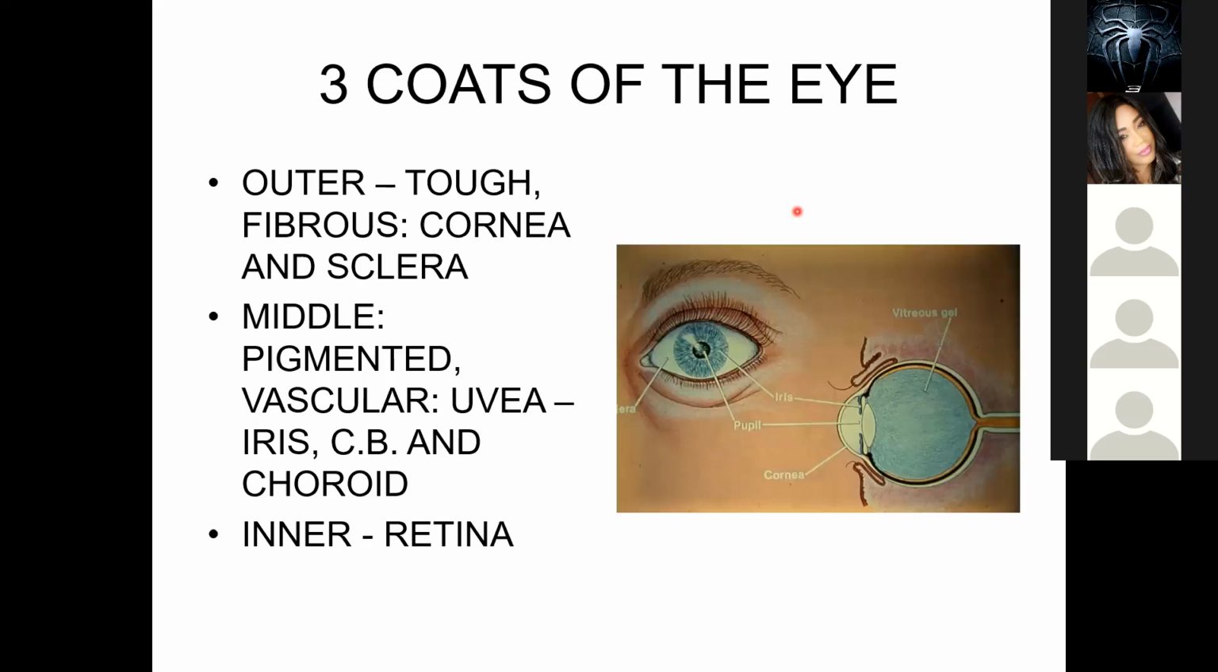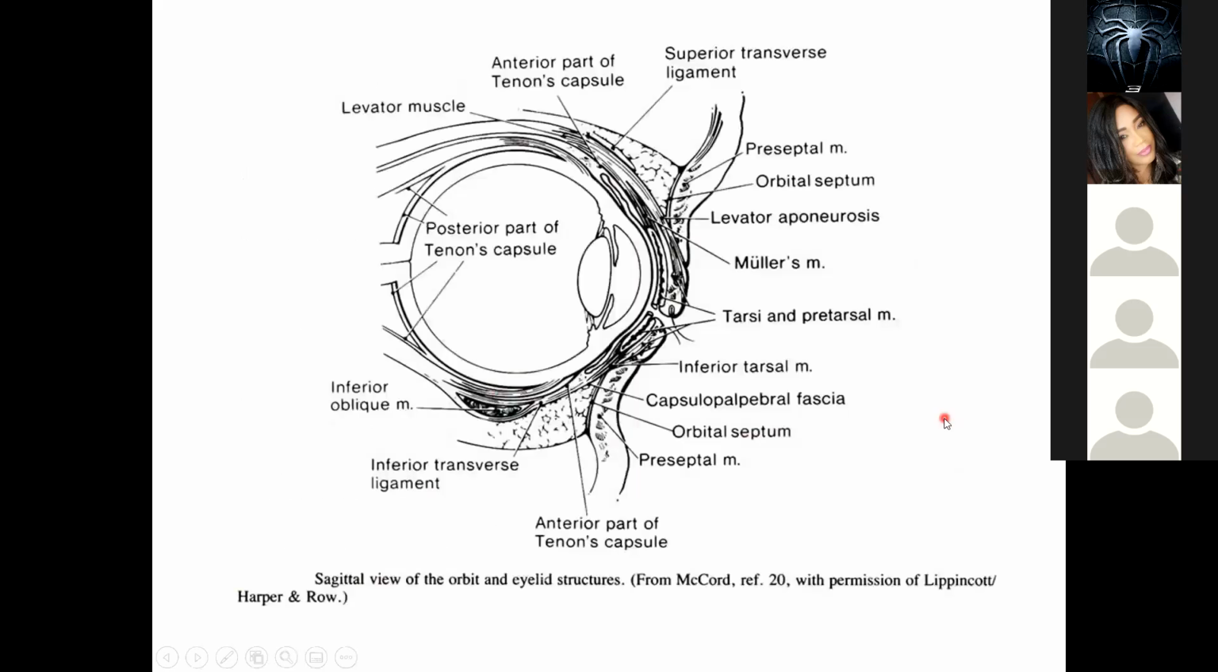There are 3 coats of the eye. We have the outermost layer, which is fibrous, and it's made up of mainly the cornea and the sclera. The middle layer, which is the pigmented aspect, is made up of the vascular aspect with the uvea, the iris, and choroid body, and then the inner layer is the retina, which is also shown here. Okay. So this is all that I've said, being shown in more detail.